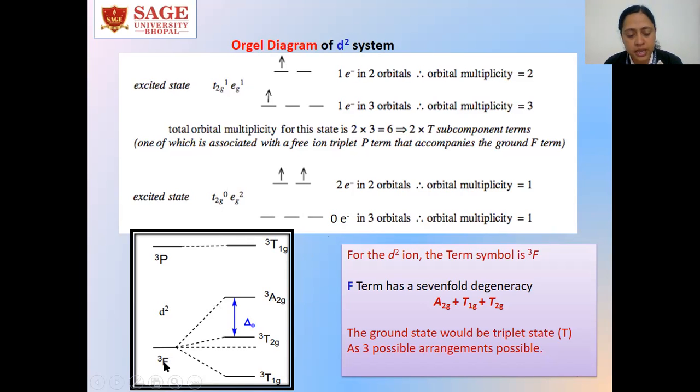So 3A2g will be the excited state. So in the 3F term, the 3 terms will split like this: 3T1g is the ground term, and the next 2 terms will be 3T2g(F) and 3A2g. There will be another term associated with the 3P term, which is 3T1g(P).